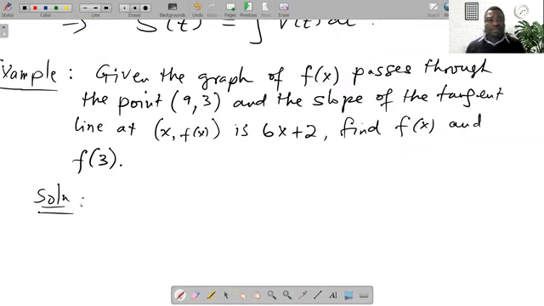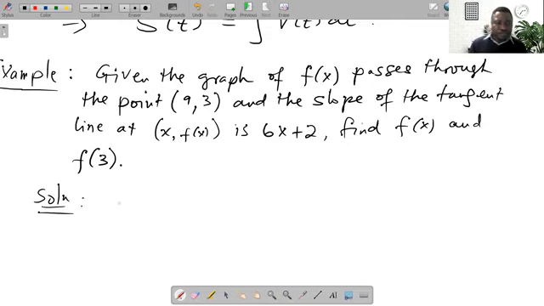We are given a couple of things. Given the graph of f of x, we don't know what that function is. What we know is that the function f of x passes through this point 9, 3, but the slope of this function, in other words, the slope of the tangent line here, we're talking about the derivative of that given function. And so the derivative is given. We are to find the function that goes through the point 9, 3.